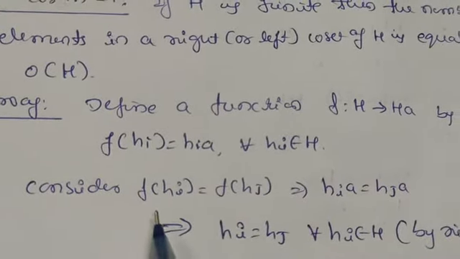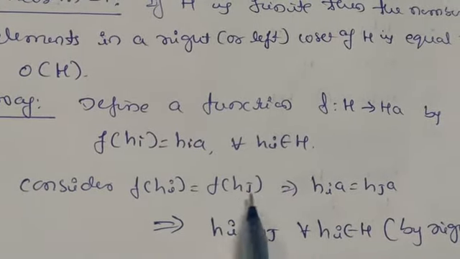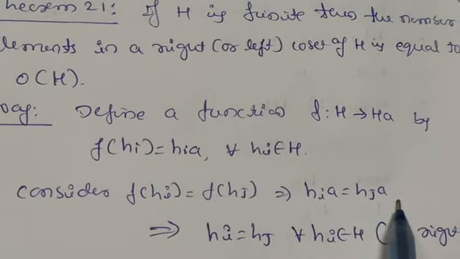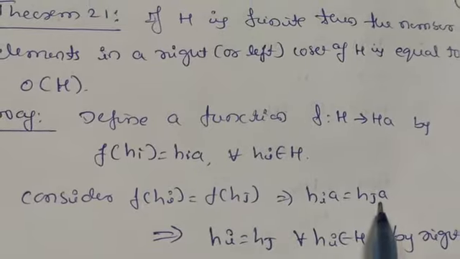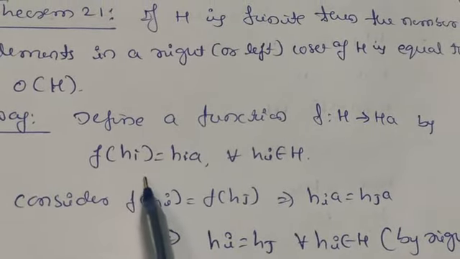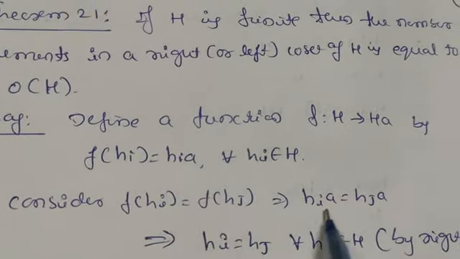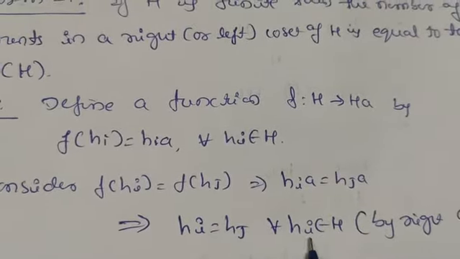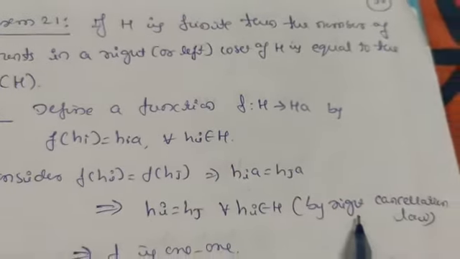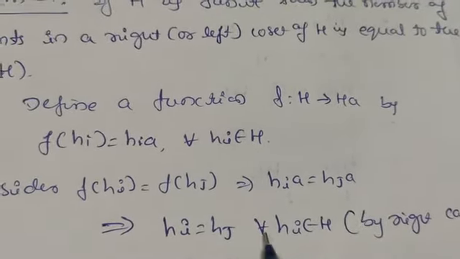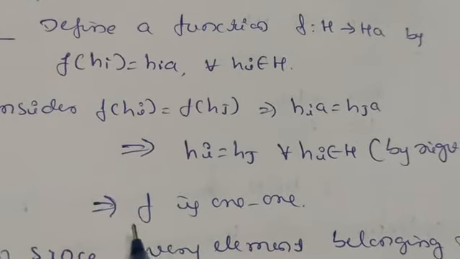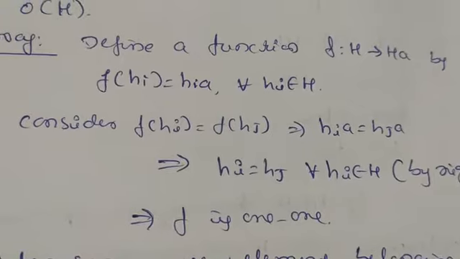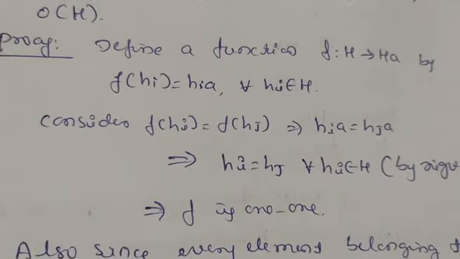Let us consider f of hi is equal to f of hj. This implies hi a is equal to hj a. If they are equal, it means their elements are also equal. Here we have defined the elements of this function as hi into a, so they are equal. This implies hi is equal to hj for all hi belongs to H. This is by right cancellation. We can cancel a on both sides. So hi equals hj. This implies f is one-one. We know that if the images are equal and the elements are also equal, then we can say that it is one-one.